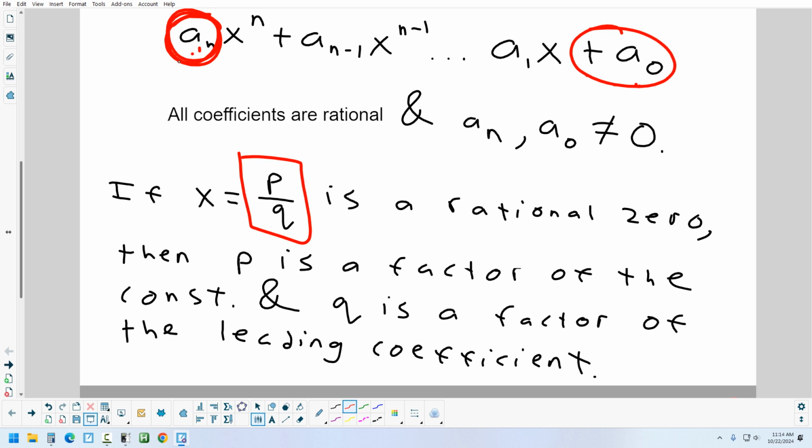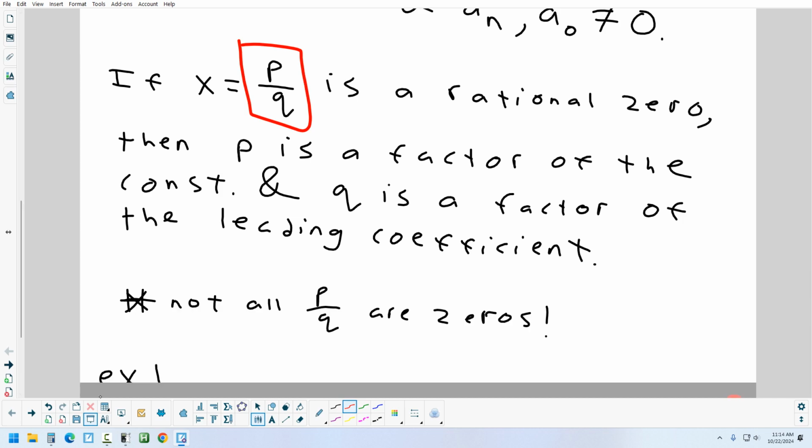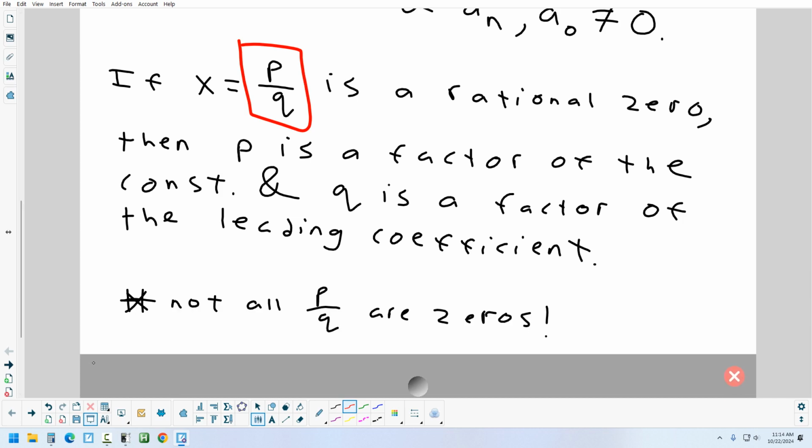So to figure out your rational zeros, the first step is to list all the factors of your constant, then list all the factors of your leading coefficient. And that's what we're going to try first. Once you start listing all these factors out and set them up as a fraction, you're going to get lots of different options.